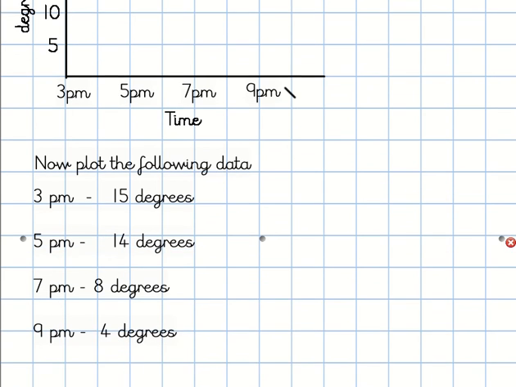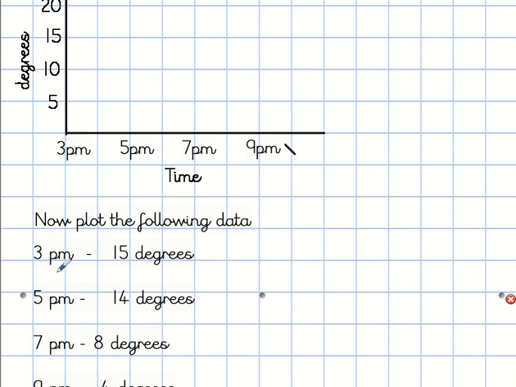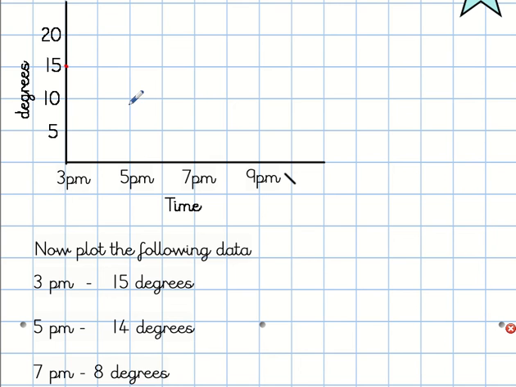A couple of things you need to remember is that when you are plotting them, make sure you're being really accurate. So make sure that when you're reading, at 3 p.m. it's 15 degrees, you're going up from 3 p.m. and you're following your line up until you get to that 15 degrees. Make sure that when you read 5 p.m., 14 degrees, you're going all the way up. You realise that you can't go up to 15. 14 is just underneath, and then you're going to mark that point down there. So you need to mark your points really, really accurately on the chart each time and draw your line graph.